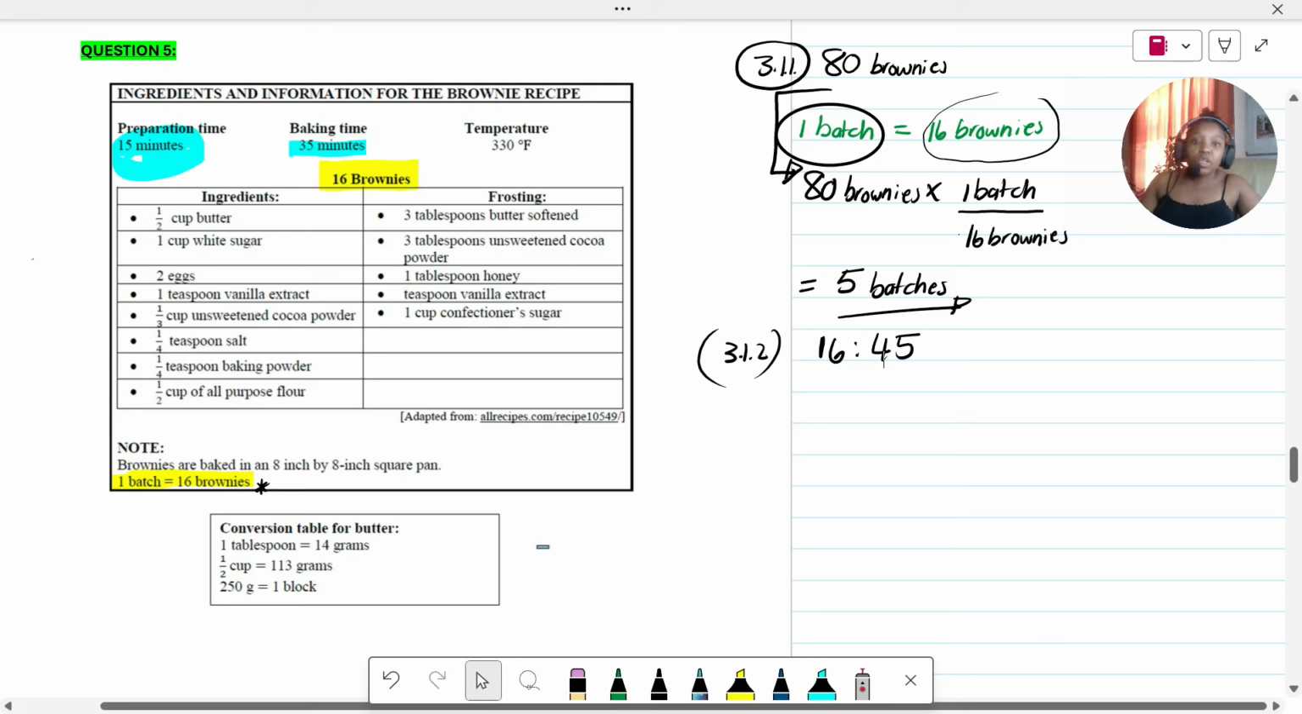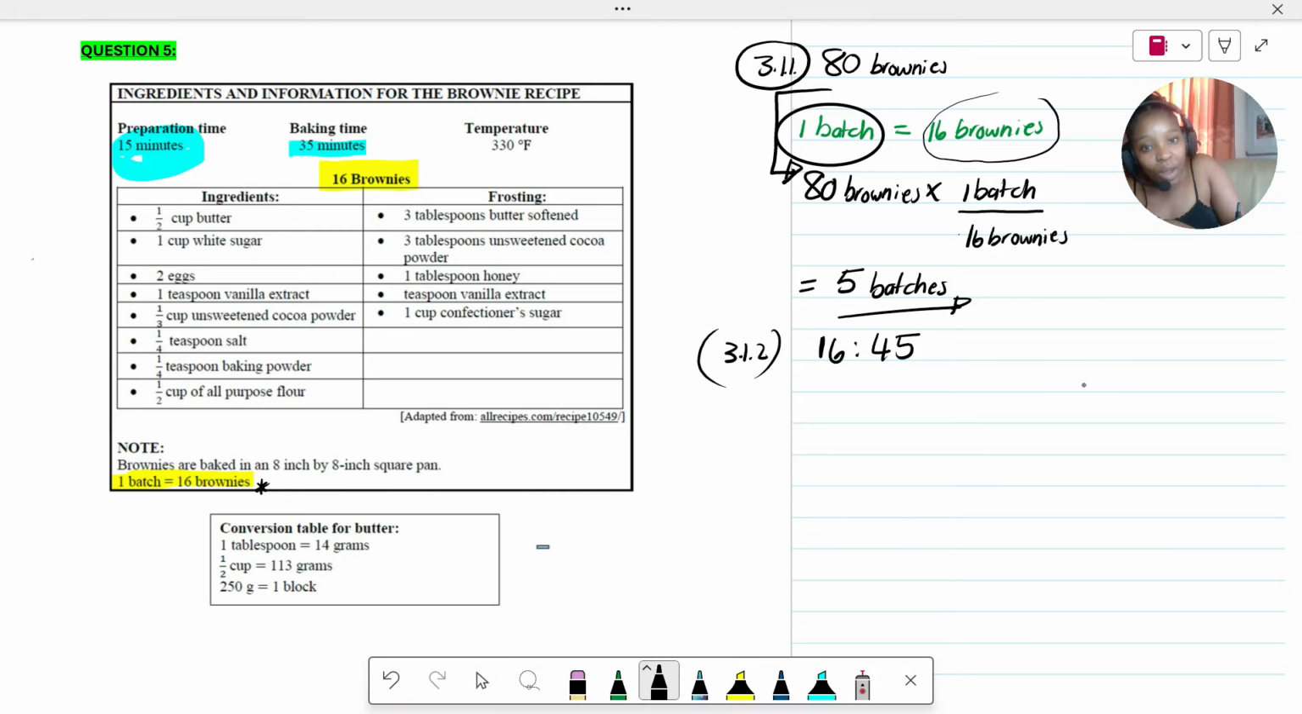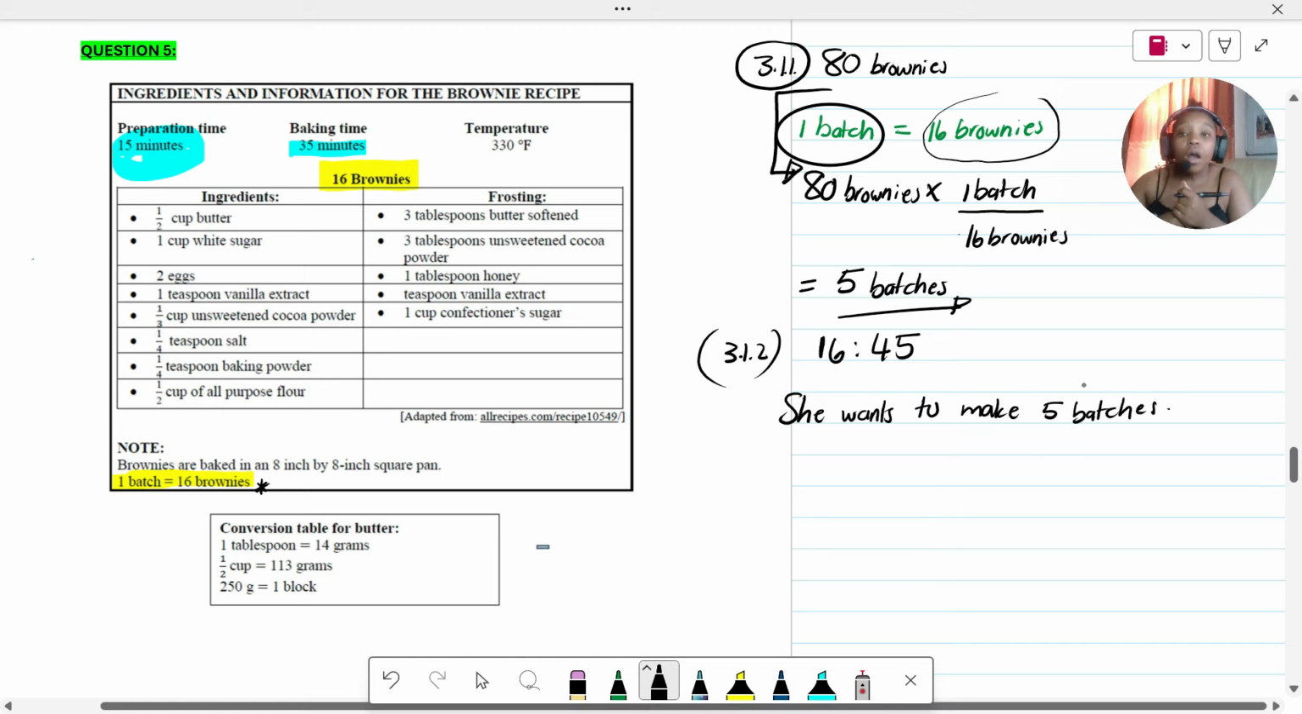So now we need to take note of this. Remember that she wants to make 5 batches. That's what we've just found. She wants to make 5 batches of brownies.